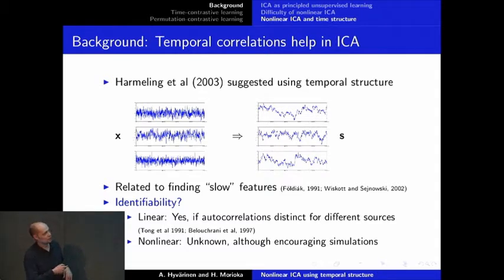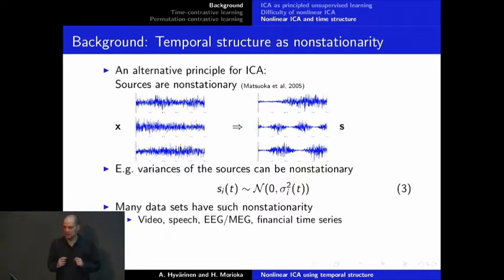In the nonlinear case, we don't really know. Harmeling and others didn't prove the identifiability in any way. The simulations were rather encouraging, but the method also contained some hacks, and it is not very clear whether we can draw any very general conclusions from that. In fact, in the ICA literature, various kinds of temporal structure have been used for source separation, mainly two different kinds. One is the autocorrelation approach that I just mentioned, but the other one is non-stationarity.